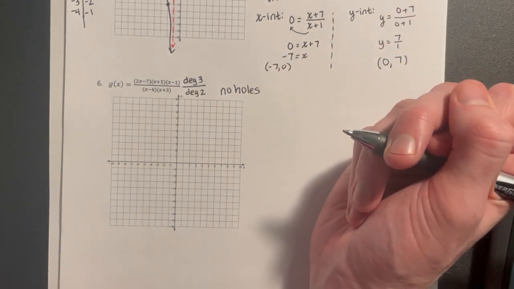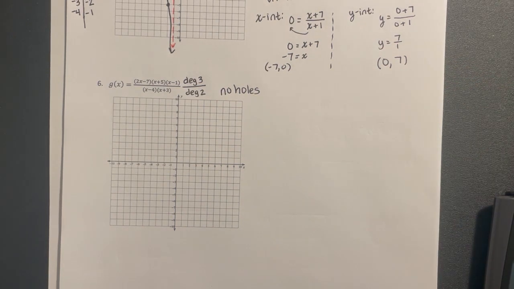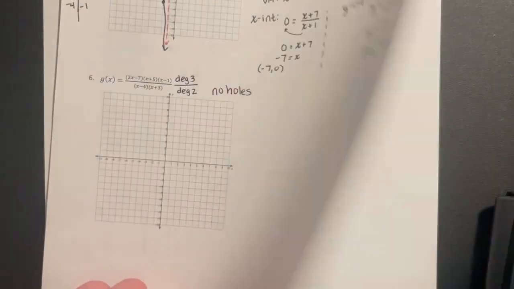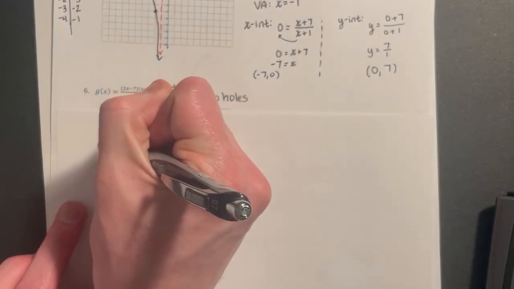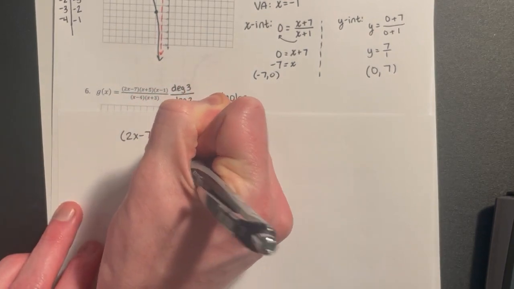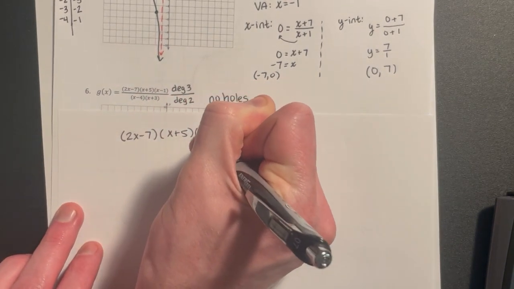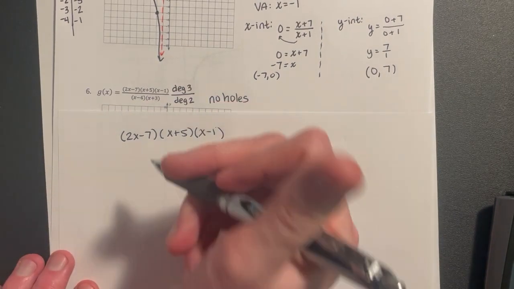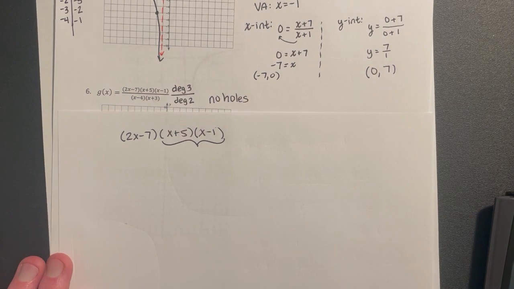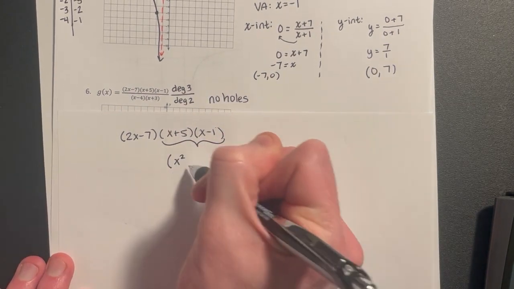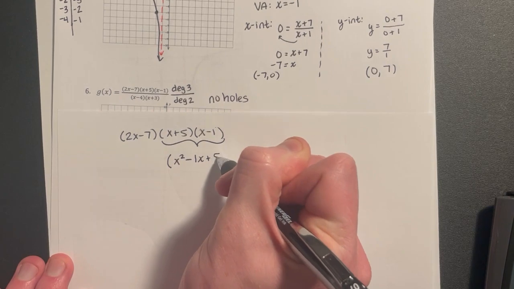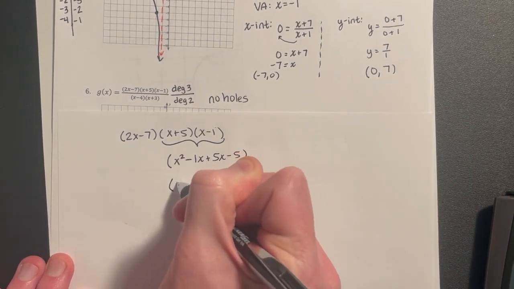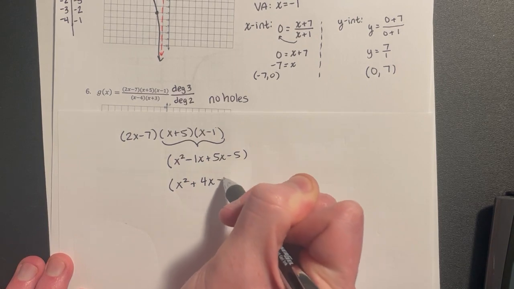The issue with finding the slant asymptote is that I need this in standard form to be able to do the long division, which unfortunately means I'm going to have to multiply some things out. So I'm going to do this on a separate sheet of paper for a second. If I multiplied out 2x minus 7 times x plus 5 times x minus 1, just the numerator. Let's start with the x plus 5 times x minus 1. This would distribute and I would end up with x squared plus 4x minus 5.